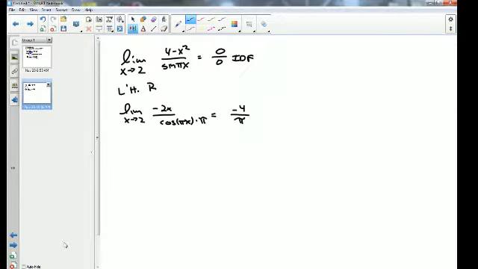Okay, so another illustration of L'Hopital's rule. There you go, right? Reflexes. Let's try another one.